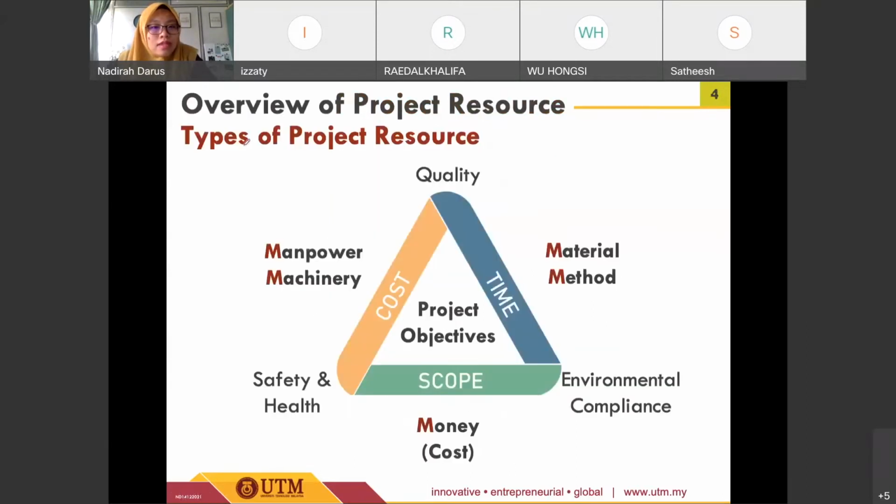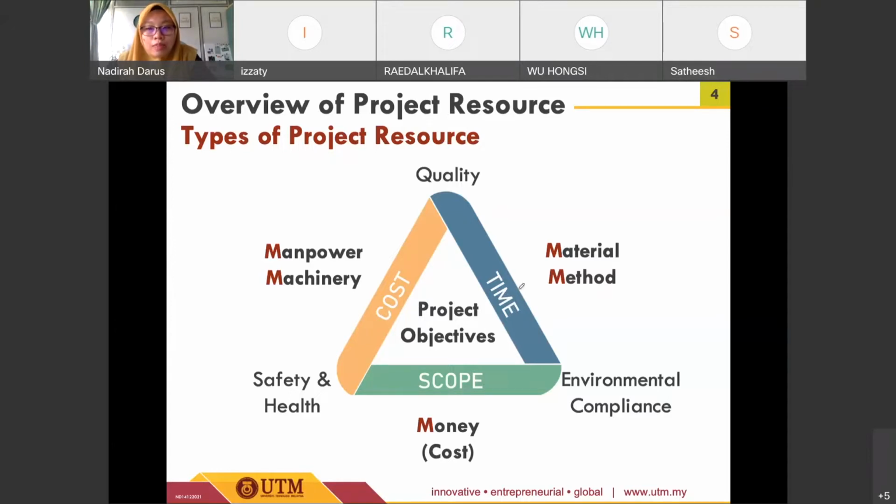As an introduction or overview for this topic, I would like to share the types of project resources and also the project objectives. I'm sure all of you are quite familiar with this, so I just would like to give a brief sharing so that all of us can recall and refresh regarding project resources, since this is the main item for our first topic. If we look here, we have the main project objectives such as cost, time, and scope.